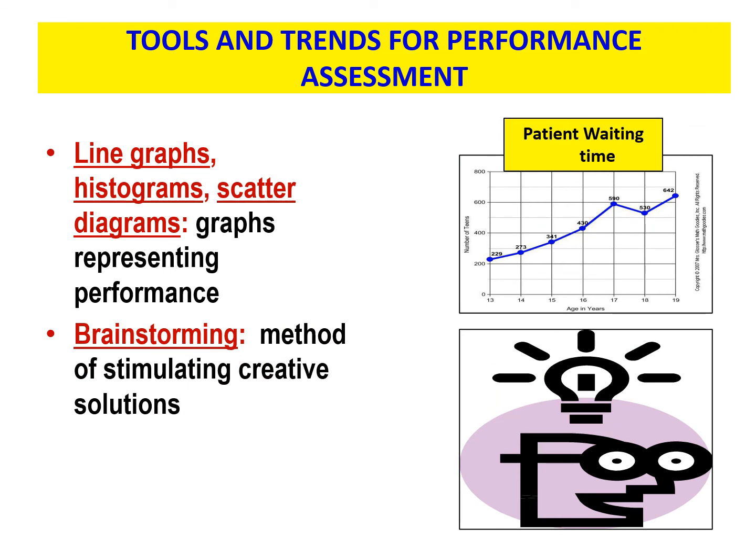So then we have line graphs, histograms, scatter diagrams, graphs representing performance, right? You can have that bar graph that shows that your hematomas are going down or up or staying the same. And you can also have different kinds of line graphs and scatter graphs that can show you the same thing.